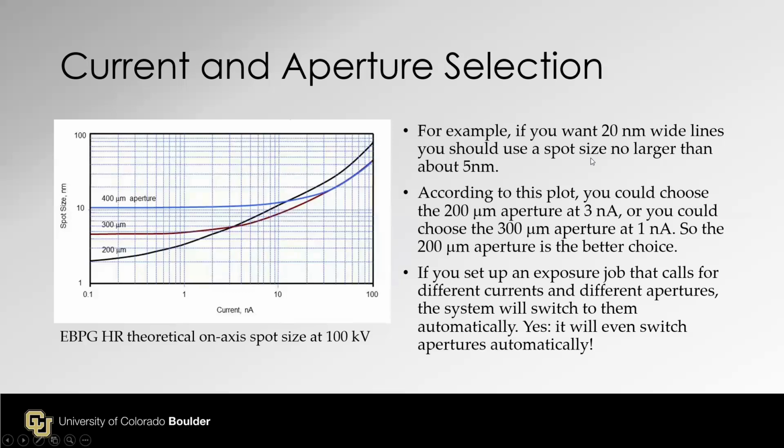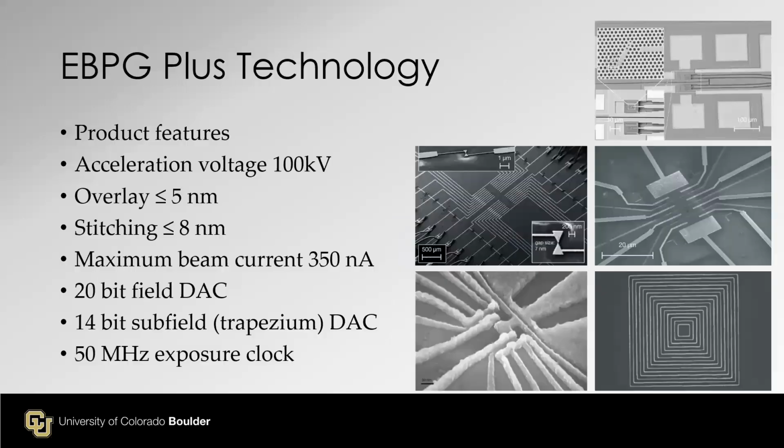And when I want to make 20 nanometer wide lines, the spot size should be smaller than this, definitely. So about 5 nanometers would be nice, so you can choose which combination to use. And you can change different current, different apertures, and the system will switch automatically. That's beautiful. You cannot do that with a SEM.